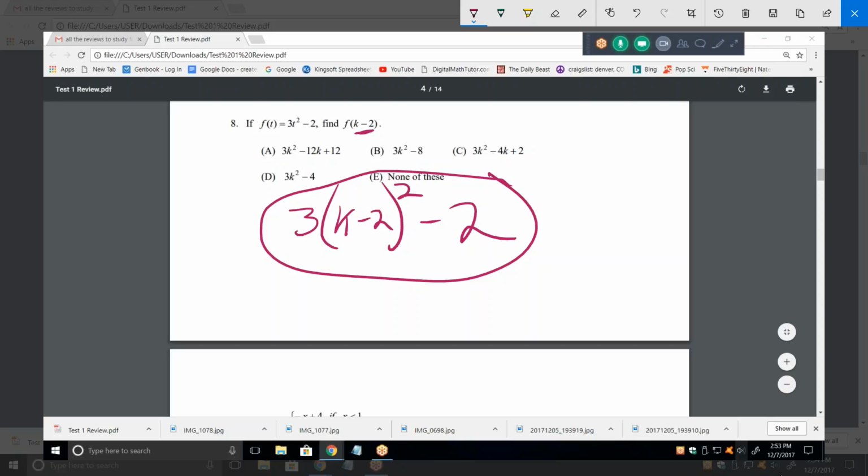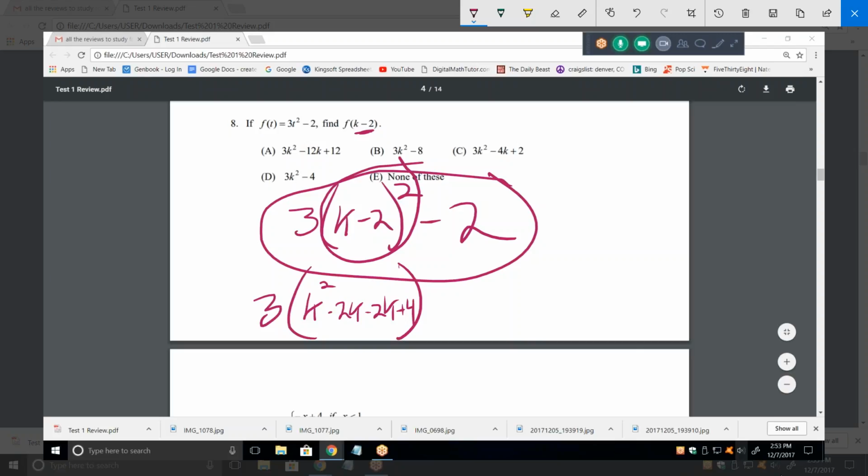We expand first. So it'd be 3 times k minus 2 times k minus 2. Do the exponentials first. So what does that give you? What's k minus 2 times k minus 2? k squared minus 2k minus 2k again, plus 4.